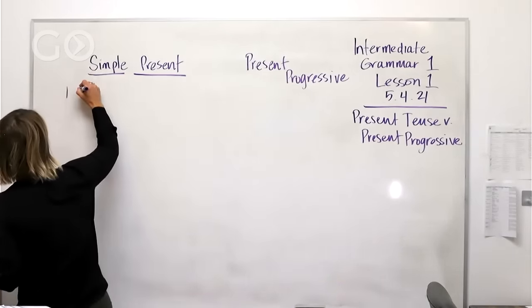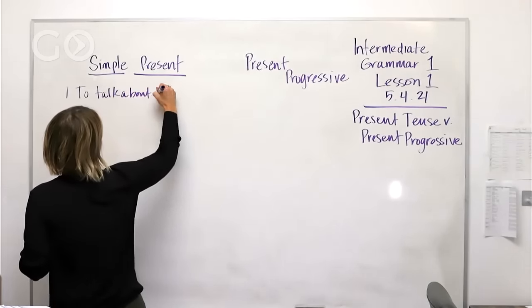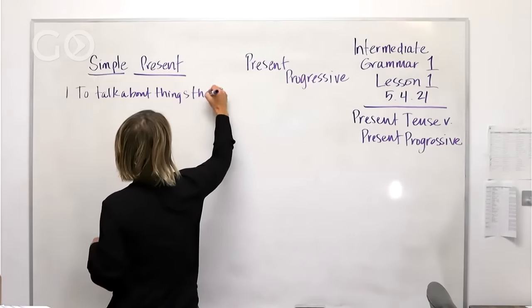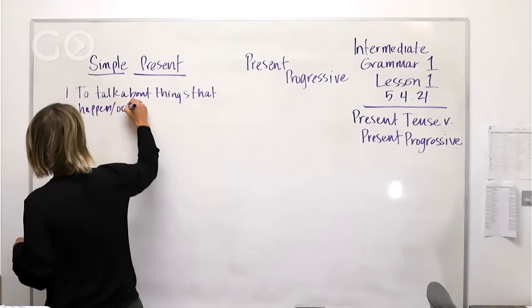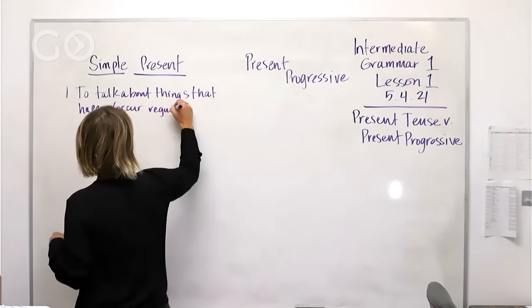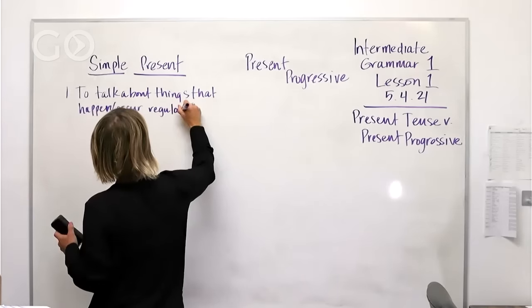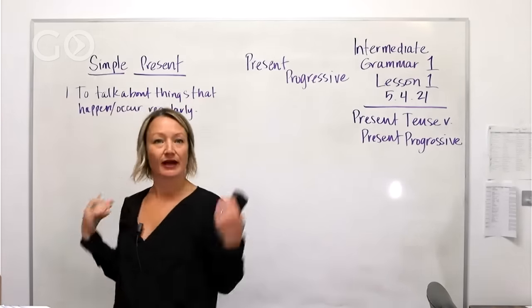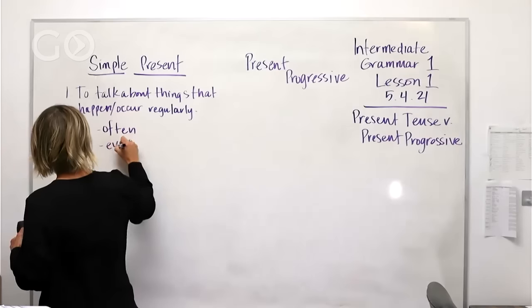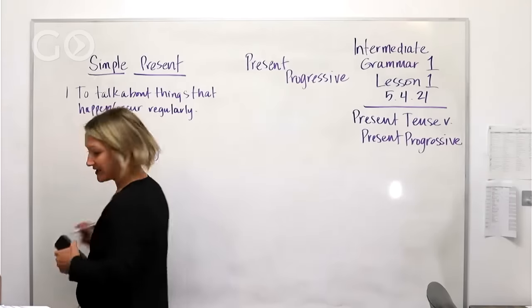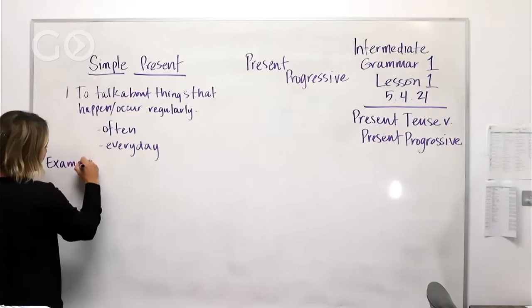Okay, one is to talk about things that happen or occur regularly. Regularly, or with frequency, okay? Regularly or often or every day, okay? So let's get a couple of examples with that. A couple of examples. So here are some examples.